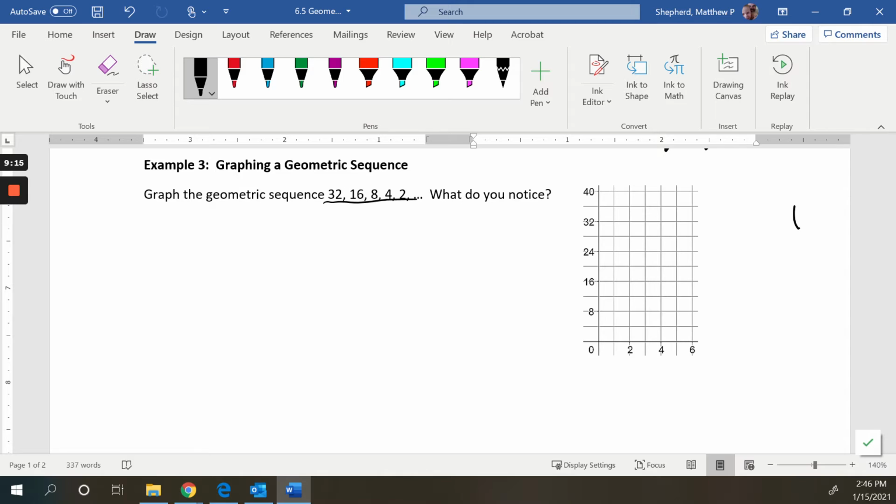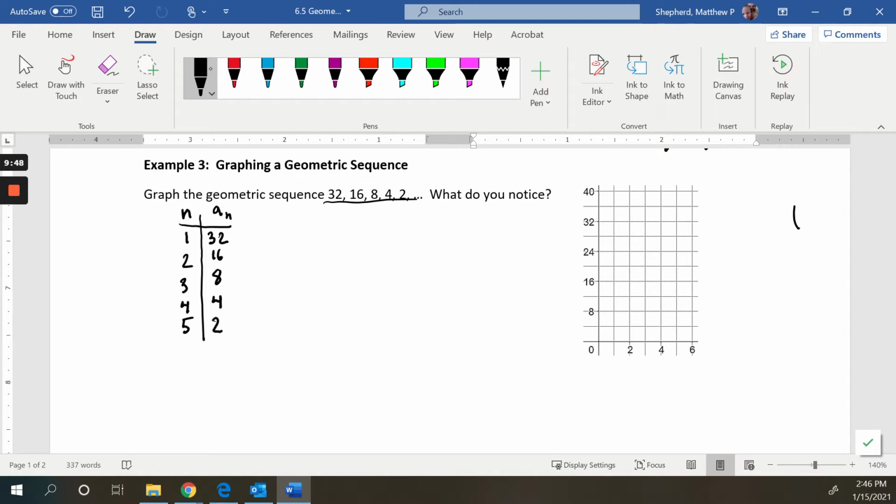All right. So now, here we've got a geometric sequence. What we are going to do is now graph it. Now to graph a sequence, we're going to have our term number for our x and the term itself be the y. So our first term is a 32, second term is a 16, third term is an 8, fourth term is 4, and the fifth term is 2. So let's go ahead and graph that.